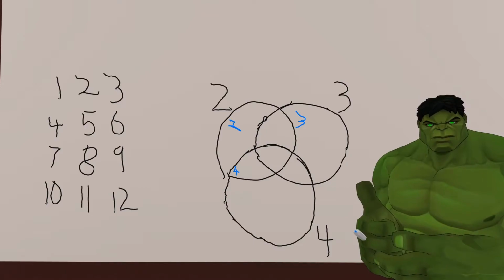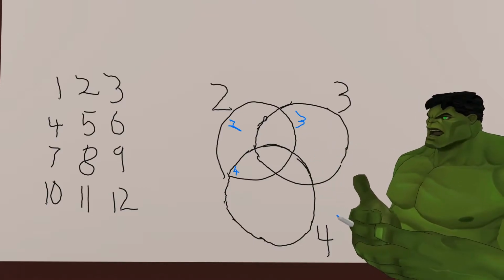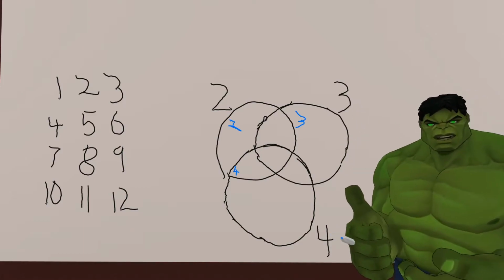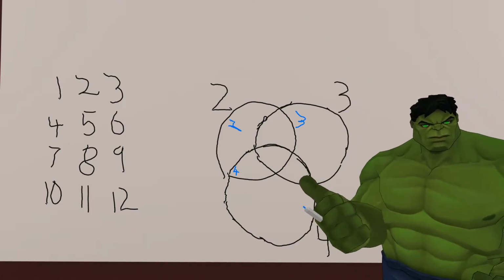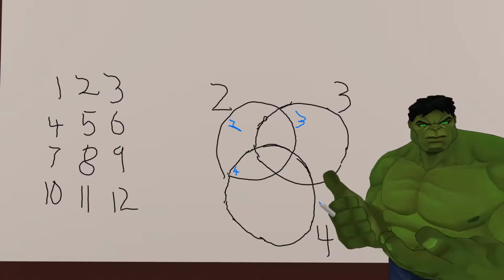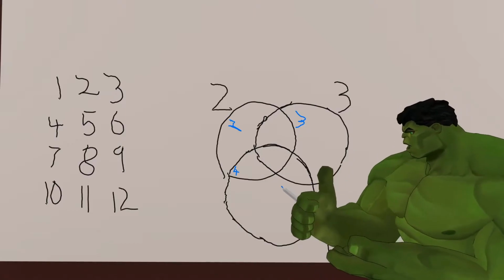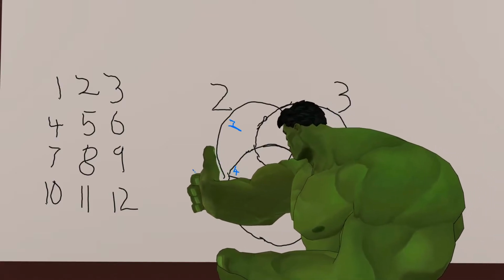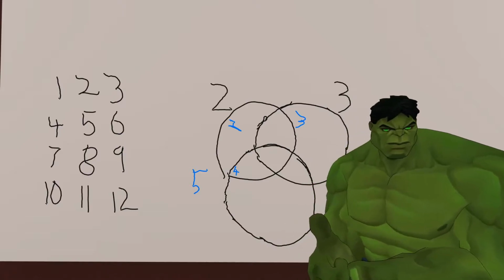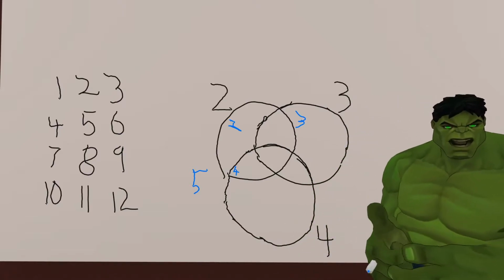What about 5? Does 2 fit into 5? No. What about 3 or 4? Well, they also don't. So we're going to write 5 not in any of the circles. So we're just going to write 5 over here. All right, there's my 5.